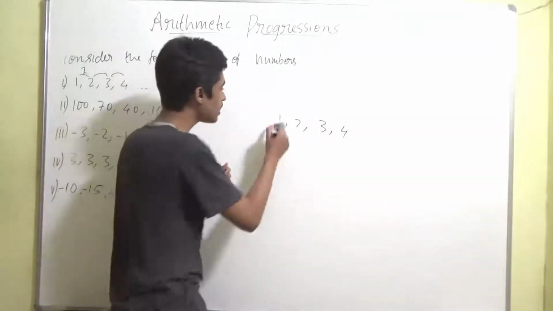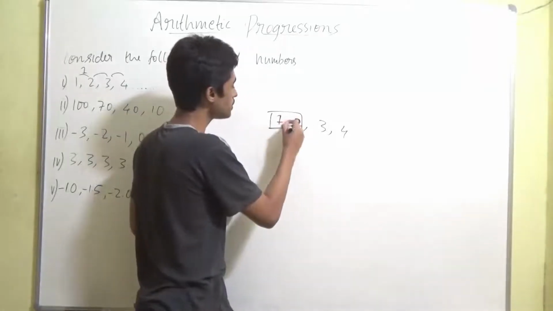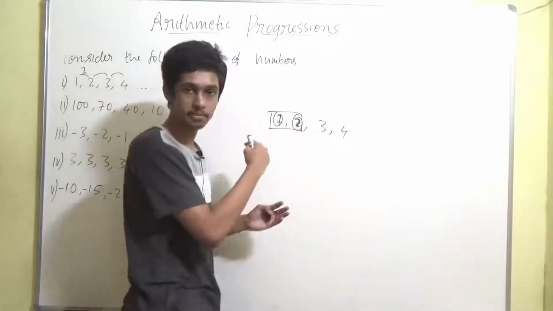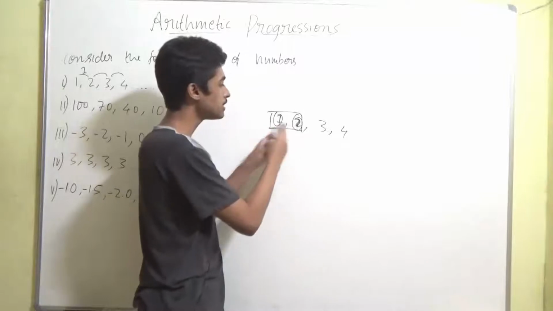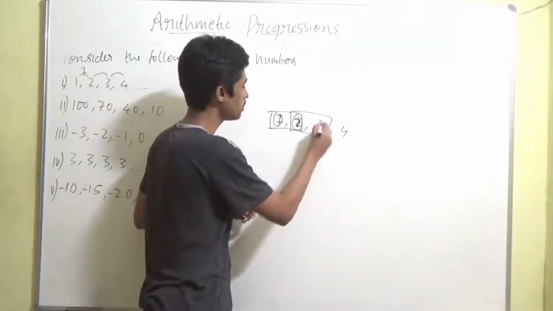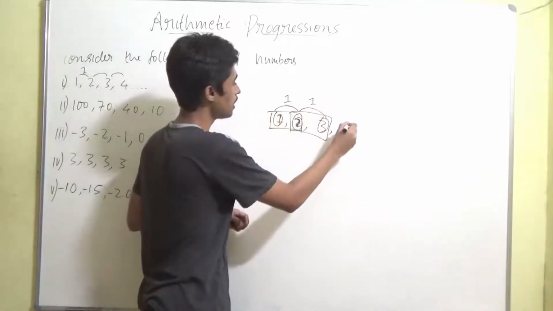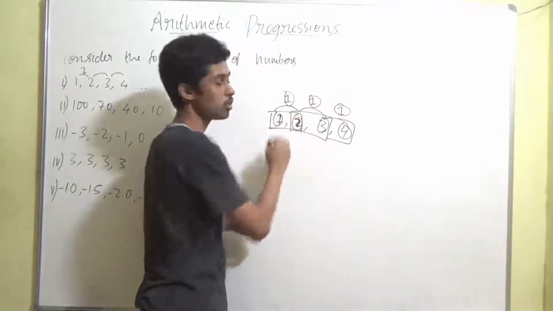Getting it? If there are 2 terms, 1 and 2, 2 is next to 1, which means it succeeds 1. So this becomes the succeeding term and this becomes the preceding term. So the difference between the preceding term and the succeeding term is the same here. If you consider these 2, the difference between them is the same, and the difference between these as well is the same, that is 1, and even the difference between these is the same as well. There's a difference of 1.